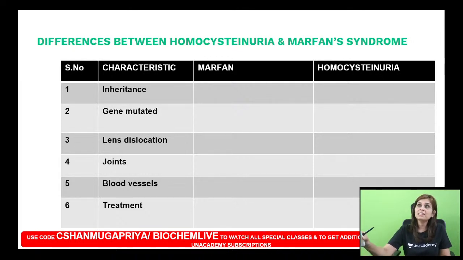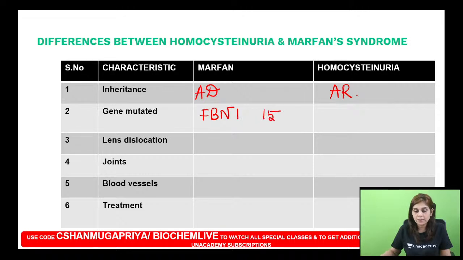So, can we discuss the differences between Marfan syndrome and homocystinuria? I want all of you to be active during this discussion. The first difference between Marfan's and homocystinuria is inheritance. Marfan's is autosomal dominant, homocystinuria is autosomal recessive. And what is the gene that is mutated in Marfan syndrome? Just now I told you. Marfan syndrome is caused by a mutation of the fibrillin 1 gene in chromosome 15.